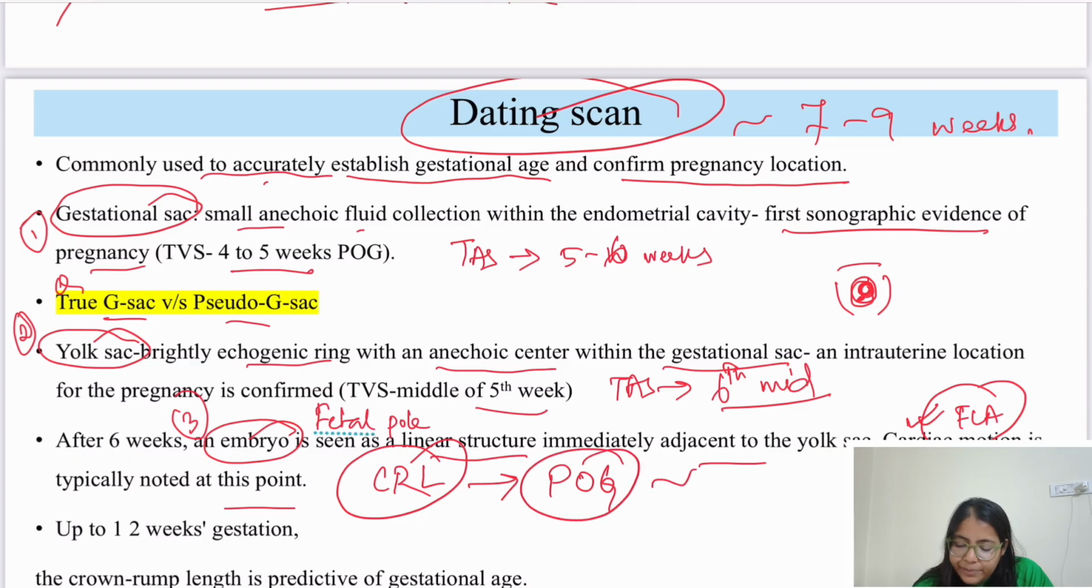Then we correlate this period of gestation with the period of gestation we got from LMP, and we see if these are correlating. If it is correlating, then okay, LMP is correct. If not, then the patient might have forgotten her LMP, or her period itself is irregular. So in that case we take dating from the scan. That is why the dating scan is important to establish the gestational age in an accurate way. It can be done up till 12 weeks, and crown rump length is predictive of gestational age.